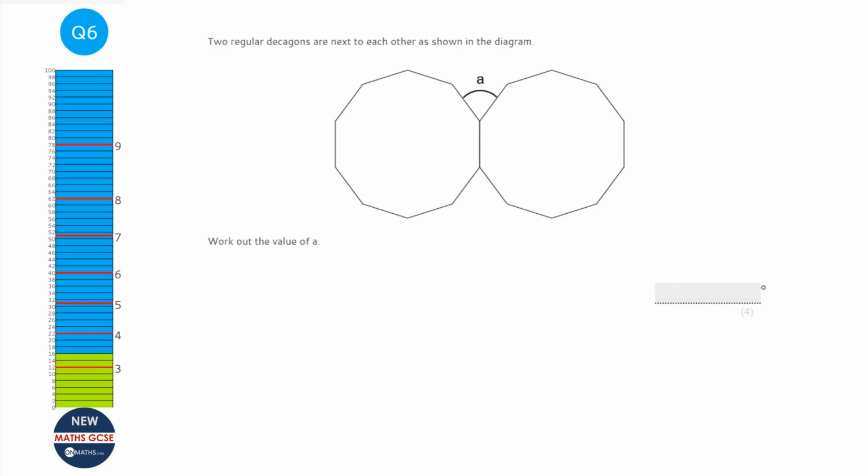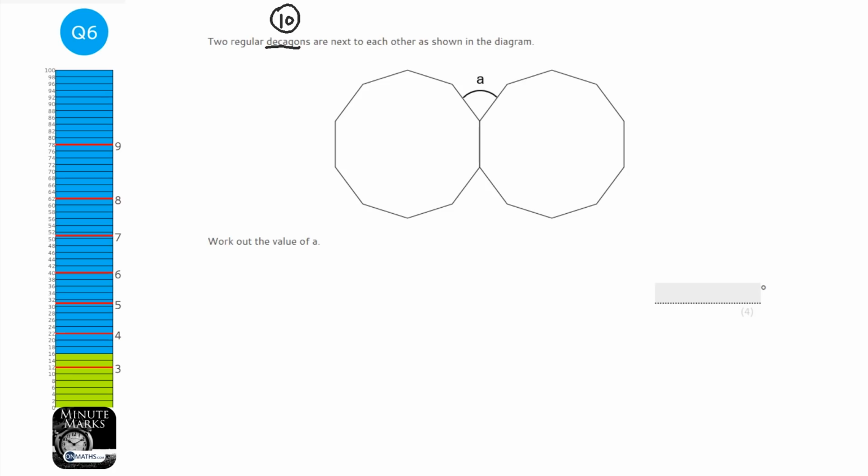So this question looks quite complicated at first, but actually there are two very simple-ish ways of doing it. We've got two decagons, and so that means they are 10-sided. And you can just count the sides if you want, but if it says it's a decagon, I trust it. Now what we can do is work out the interior angles of the decagons. They'll be the same, so I can just work out one and then double it, and then take that away from 360 to work out a. And that's absolutely fine, that'll get you the right answer.